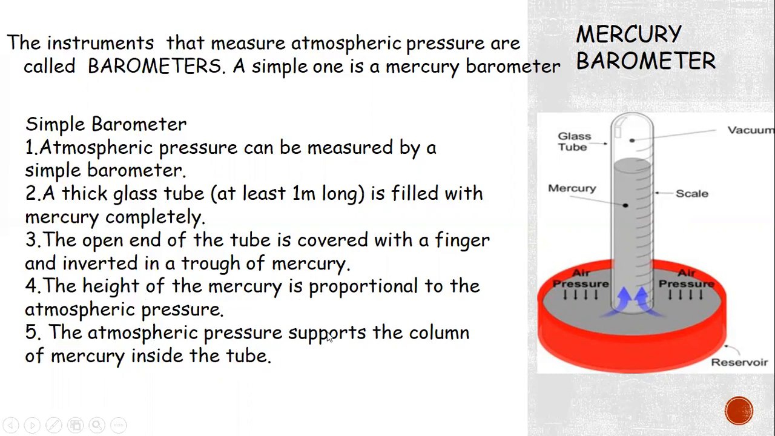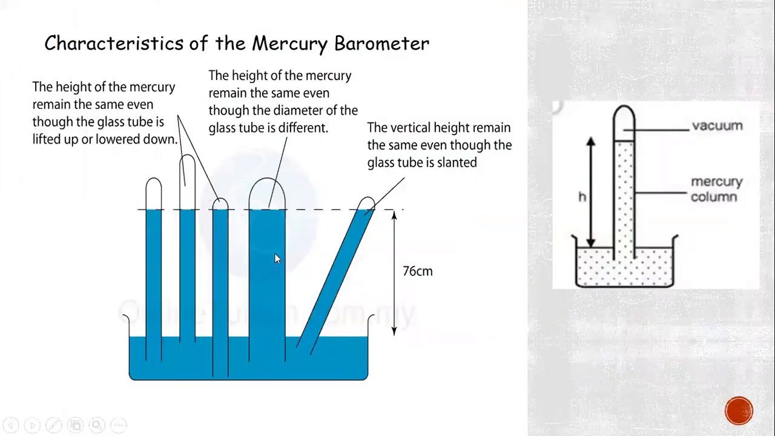The atmospheric pressure supports the column of mercury inside the tube. So when the inside pressure and outside pressure are equal, the length of the mercury column at that time shows what the atmospheric pressure outside is. Okay, now you can see the characteristics of barometers.